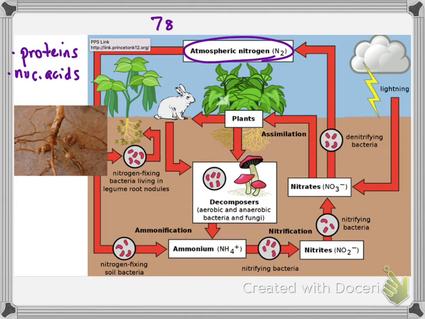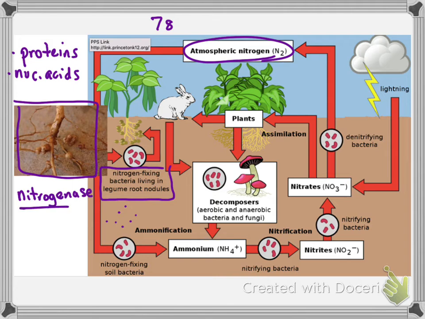Now, the only biotic organisms that can do this are nitrogen-fixing bacteria. They can either be free-living in the soil, or they can be found in association with certain plant roots in a symbiotic relationship. So these nitrogen-fixing bacteria have an enzyme called nitrogenase, which combines nitrogen atoms with hydrogen atoms. And ammonia is a nitrogen compound that can be dissolved in water.